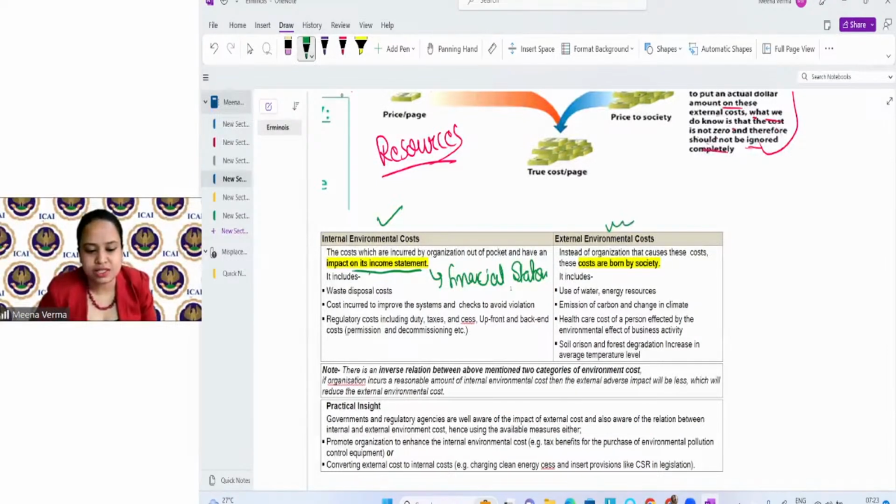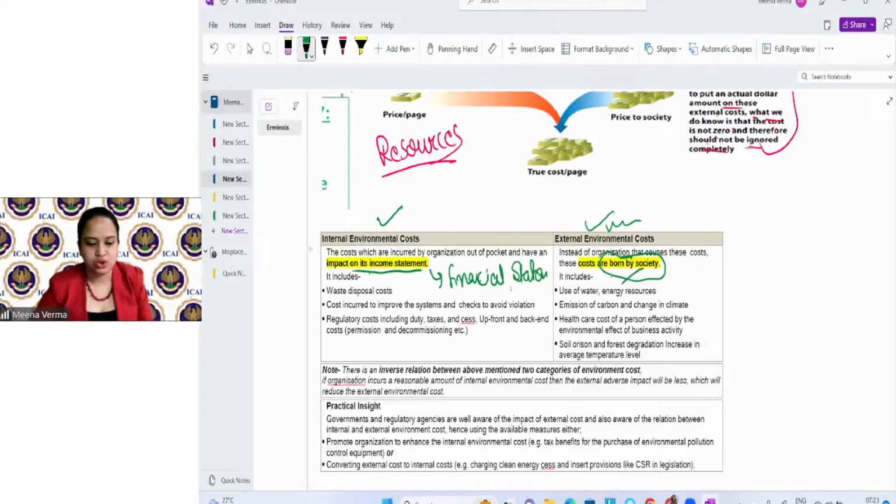But what is the external cost? These costs are borne by the society. You are doing the water pollution. Entire society has to repay for it. It is borne by the entire society. When we are producing air pollution, water pollution, society has to repay it, right? So these external costs are actually borne by the society.